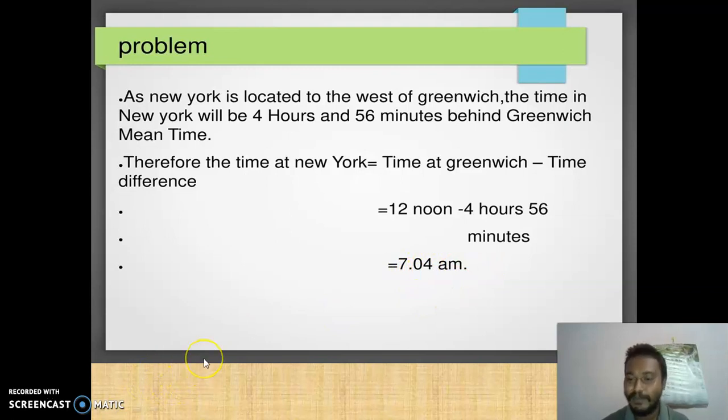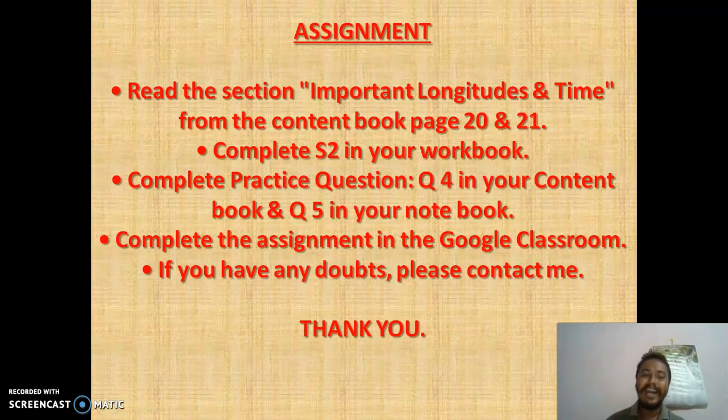Okay. So I hope you have understood. If you want to learn more, you do more calculations. Only remember, when you do calculation in the eastern hemisphere, you add to the Greenwich Mean Time. If you do the calculation in the western hemisphere, subtract from the Greenwich Mean Time. I hope you are clear, and it's very interesting. If you solve some more sums, you will come to know.